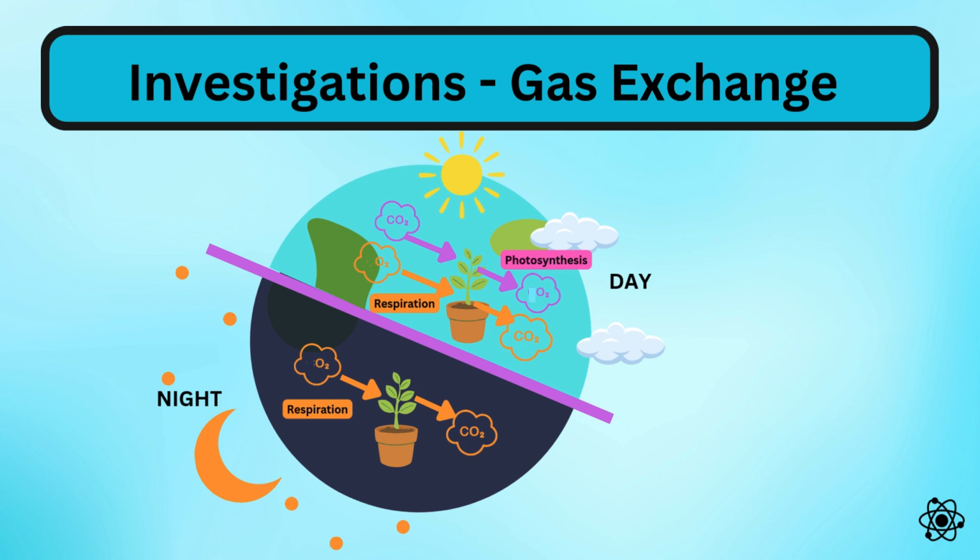So, plants respire in the light and in the dark, therefore plant cells take in oxygen and release carbon dioxide at all times. During the daylight, plants photosynthesize, taking in carbon dioxide and producing oxygen as a waste product. At night, plants do not photosynthesize, but they continue to respire, so they take in oxygen and give out carbon dioxide.